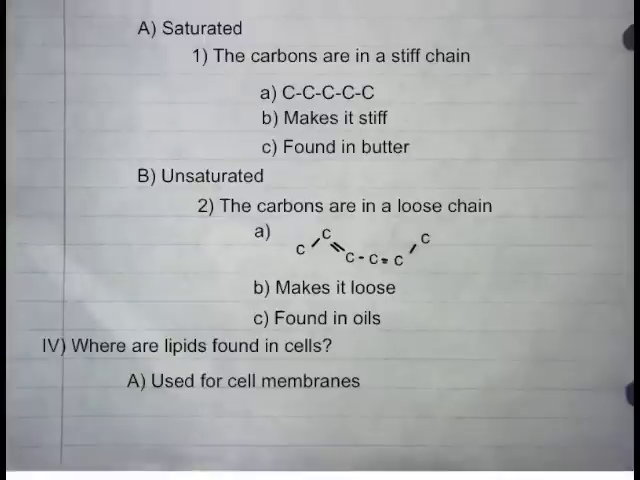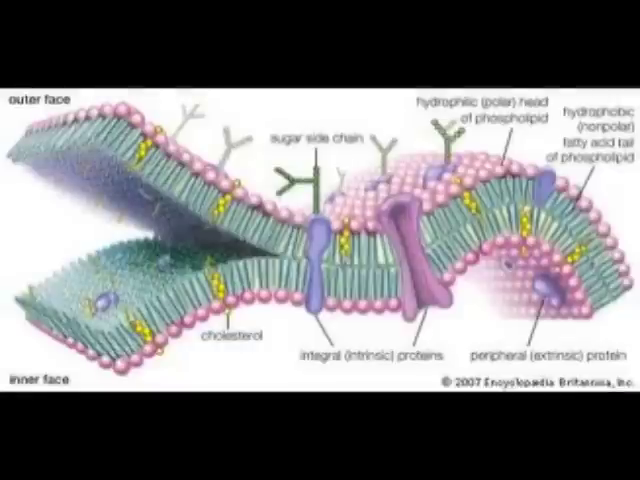Where are lipids found in the cells? They're found in the cell membranes. The cells use lipids to create a cell membrane that acts as protection, as well as filters objects in and out of the cell. We will see the specifics of this when we begin to talk about our cell unit.